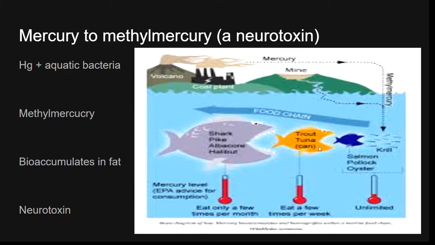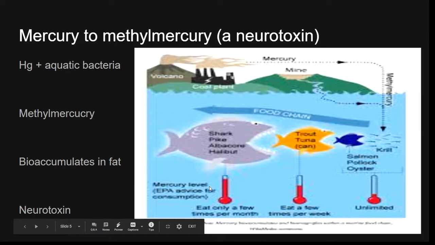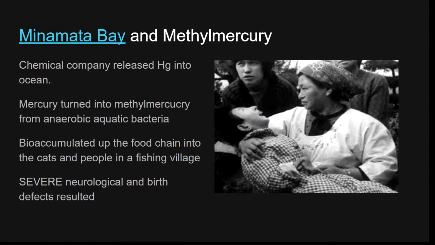those amounts accumulate as you move up the food chain, and that's why there are certain fish that you should or should not eat, particularly for women, as that mercury is stored in your body and would be exposed to a developing fetus. Okay, one example of what happens when you're exposed to methylmercury has to do with something that happened in Minamata Bay, which is a fishing village in Japan.